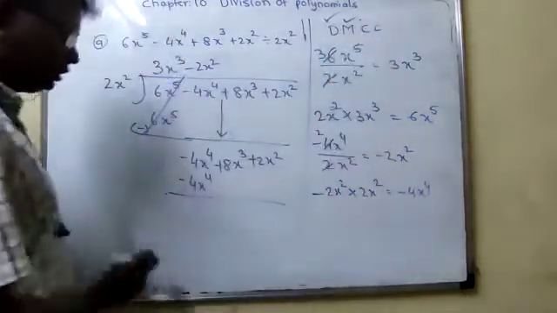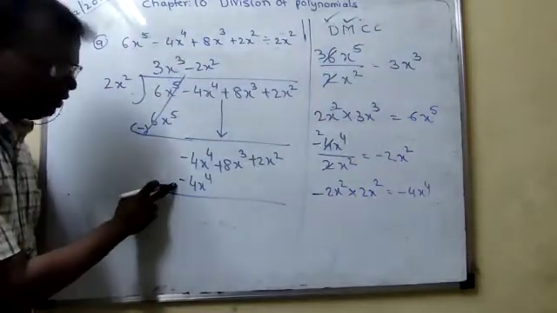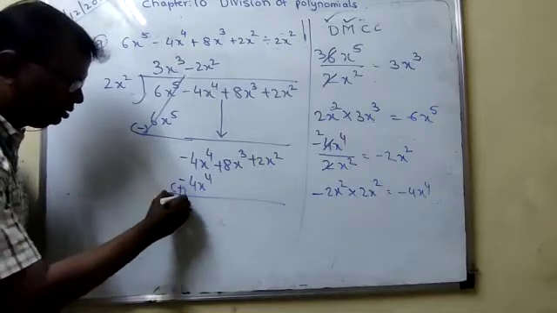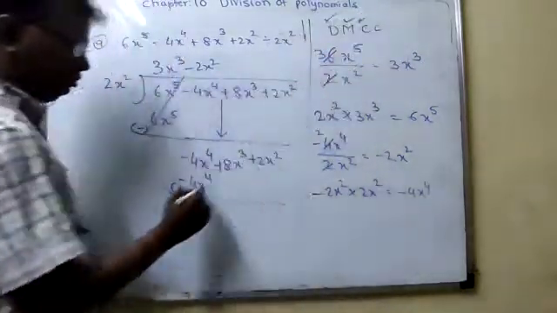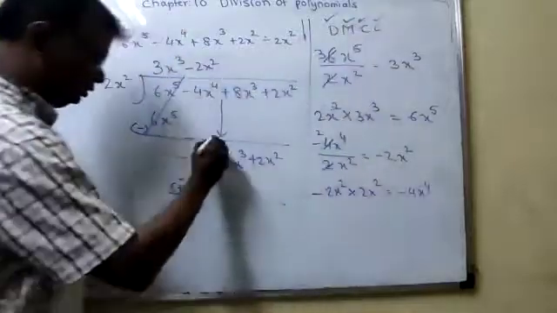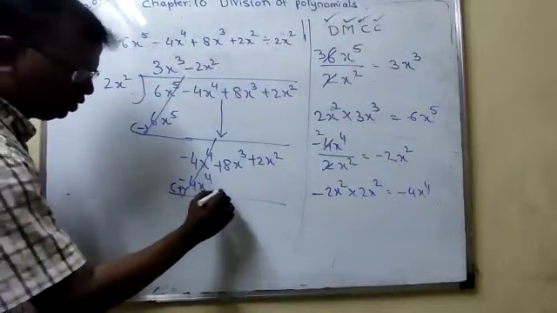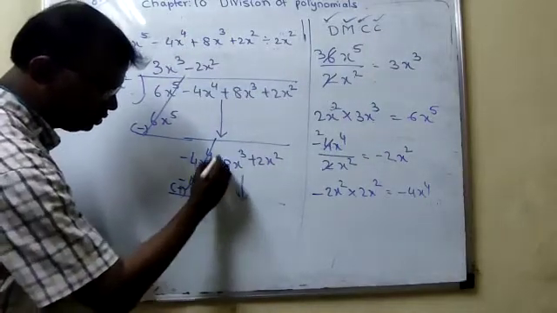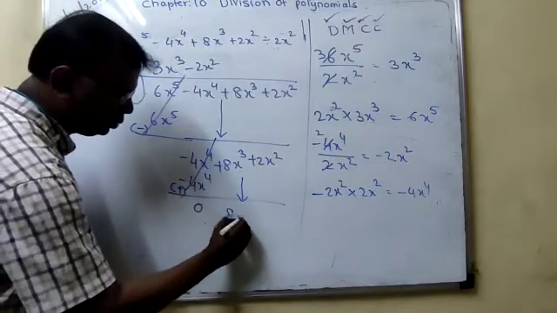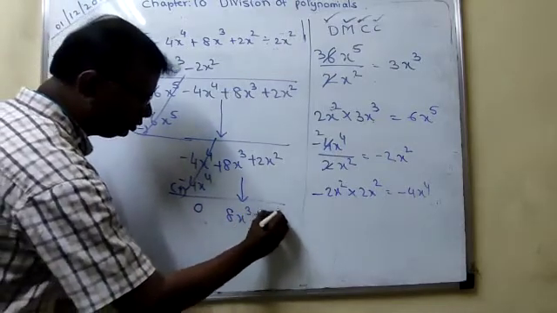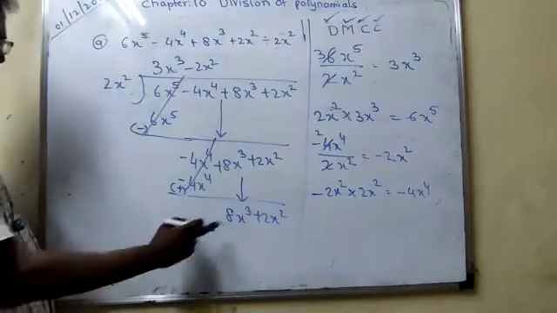Multiply over. Change the sign. What is the sign here? The sign is minus, so what will it be? Plus. Then cancellation. Cancel it. What is the answer? 0. There is no need of writing 0, if you want to write you can. What is remaining now? 8x cube plus 2x square. There is no need of 0, you can cut.